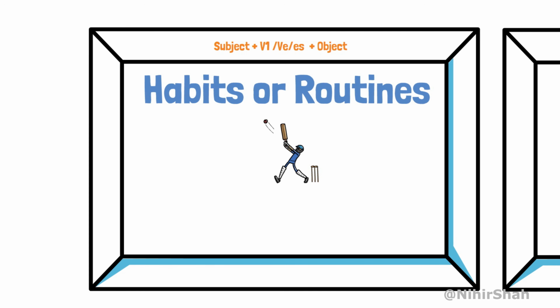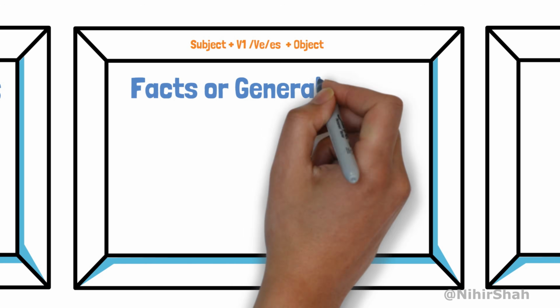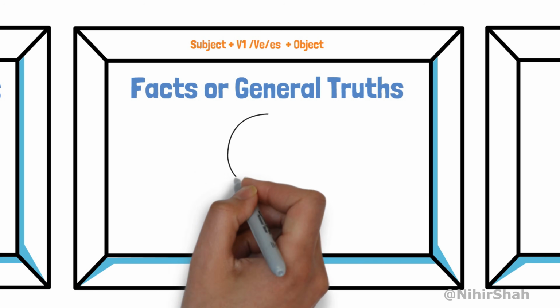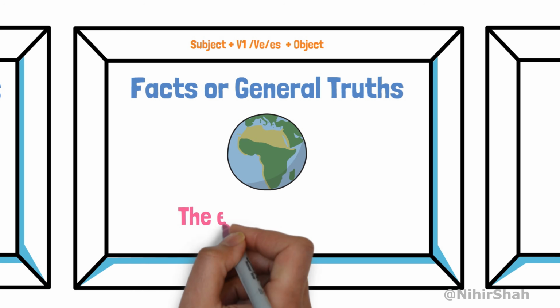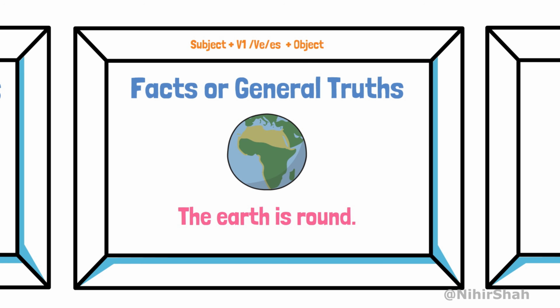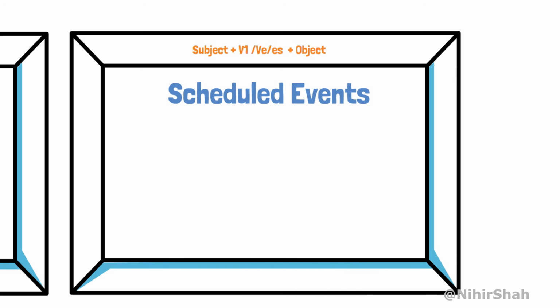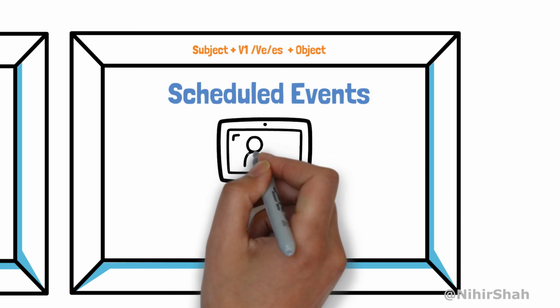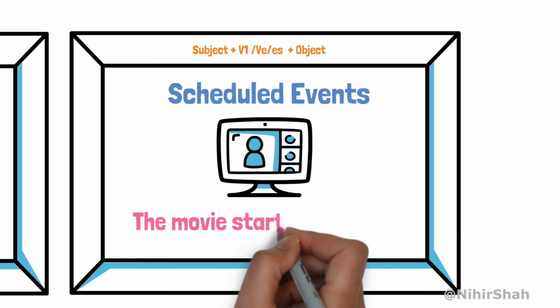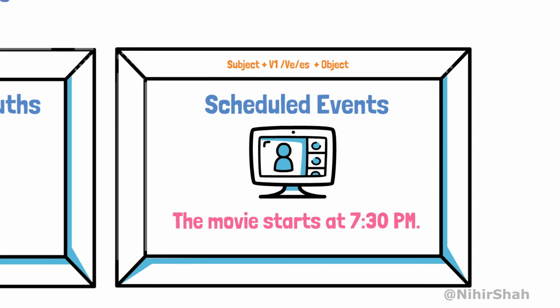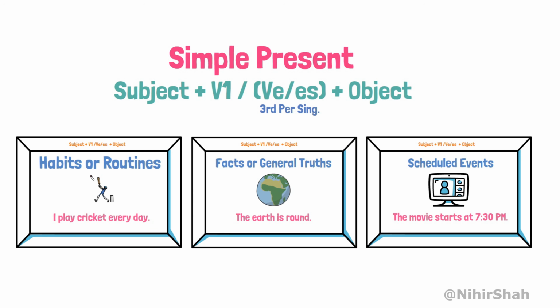For example, I play cricket every day. Number 2, facts or general truths. These are statements that are always true or true most of the time. The earth is round. And number 3, scheduled events. These are events that occur at specific times in the future. The movie starts at 7:30 p.m. So, the simple present tense is used for habits, facts, and scheduled events in the present.